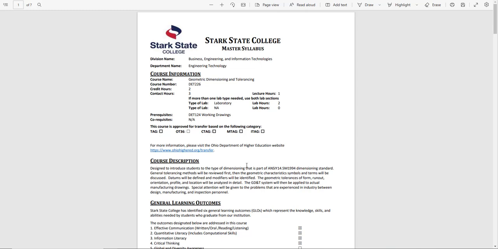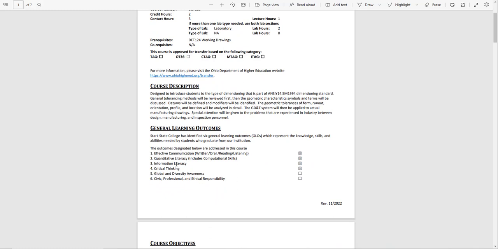Okay, so this is GD&T, Geometric Dimensioning and Tolerancing, ET226, 2 credit hours, 3 contact hours. The prerequisites for this were your DET 124 work and drawings. Here's the course description. This course is designed to introduce students to the type of dimensioning that is part of the ANSI Y14.5M 1994 dimensioning standard. When I say part of, we're going to be studying a later revision of the ANSI Y14.5M standards. We're actually going to be studying the 2018 version.